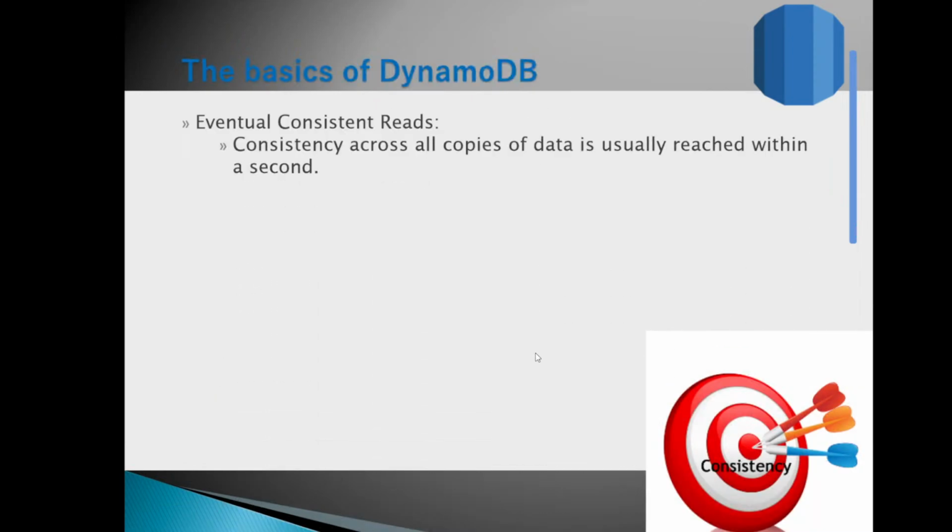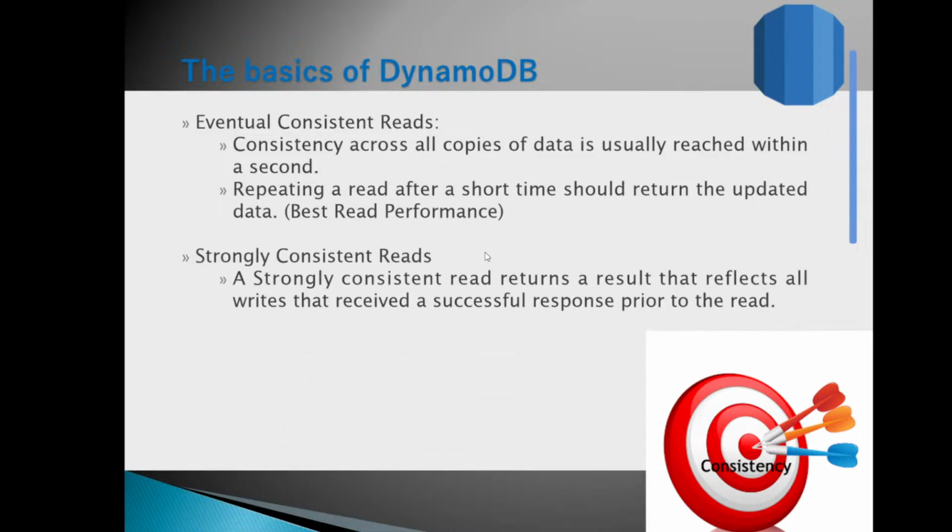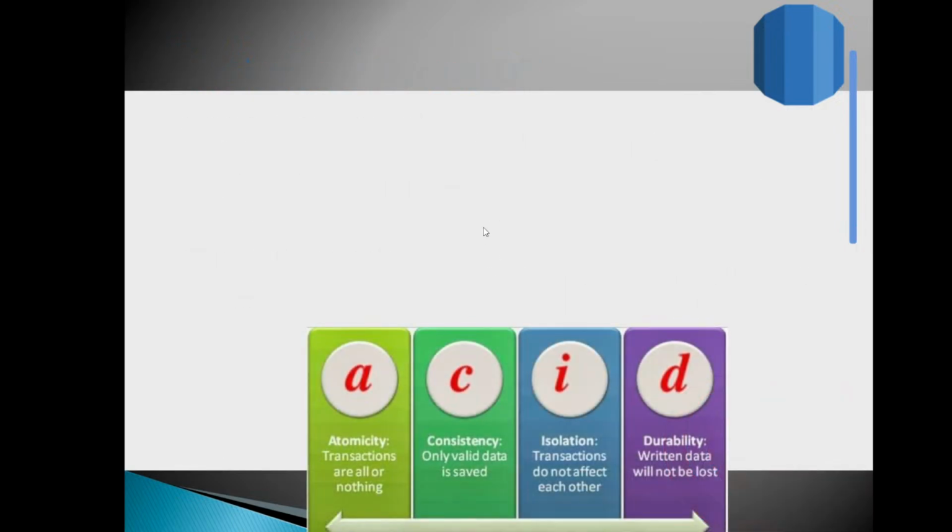Consistency. With eventual consistency, all copies of data are usually reached within seconds. Similar to S3, if your data is stored in multiple availability zones and you're updating anything, it might take some time to replicate the data to the other availability zone. Reading after a short time should return the updated value. Strong consistency returns a result that reflects all the writes that received a successful response prior to the read. So strong consistency means if you write anything in one availability zone, it will immediately copy to the other availability zone, and you will get the latest record if you're reading.